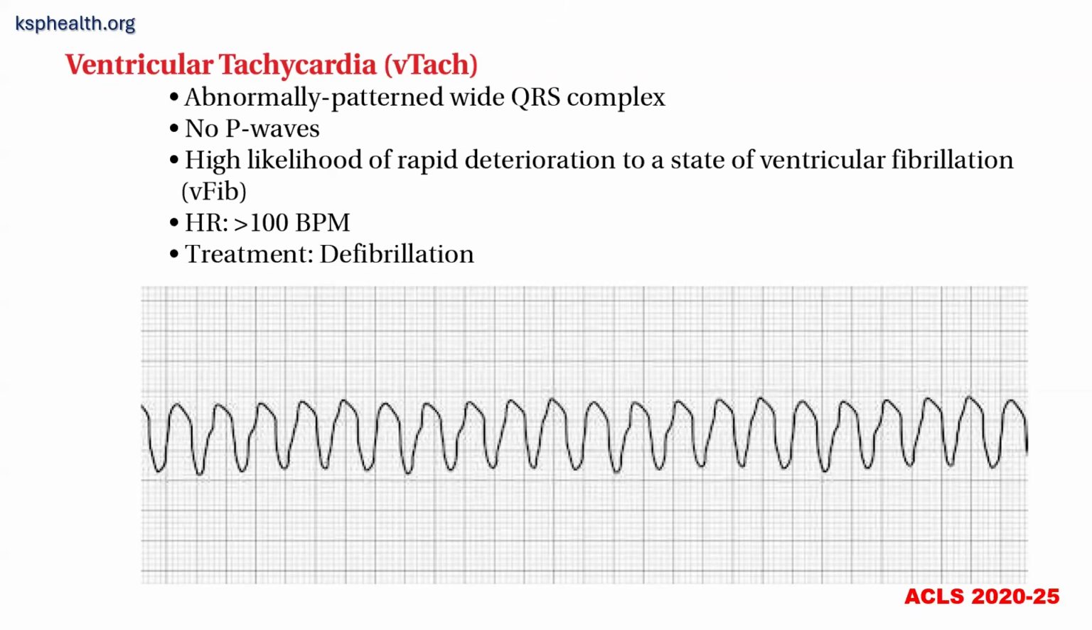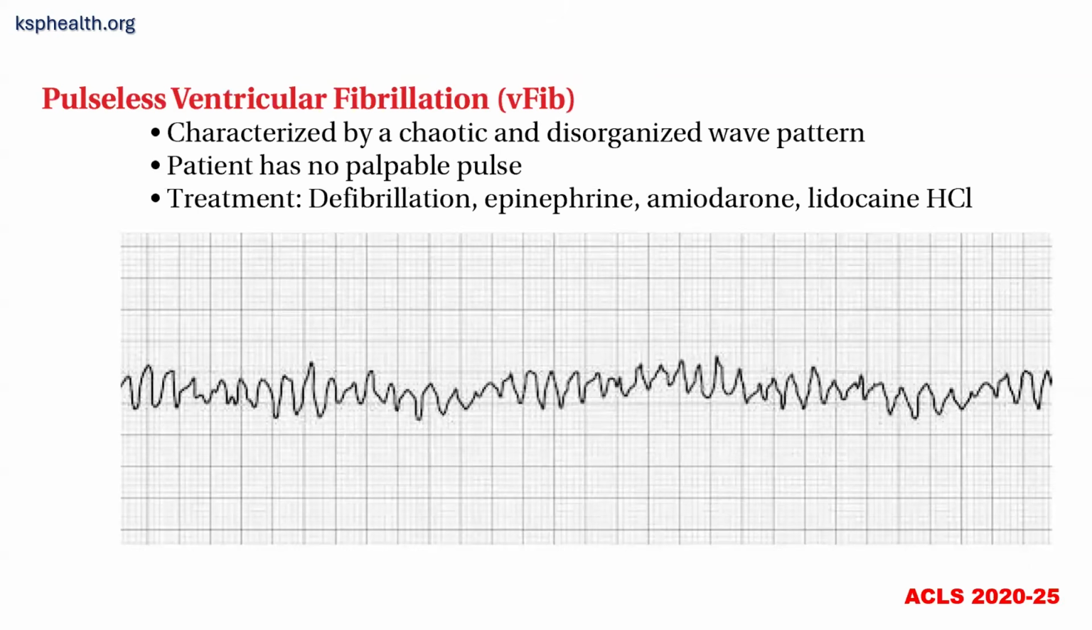Pulseless ventricular fibrillation: immediately identify and shock. Ventricular fibrillation is always pulseless, characterized by a chaotic and disorganized wave pattern. The patient has no palpable pulse. Treatment: defibrillation, epinephrine, amiodarone, and lidocaine.